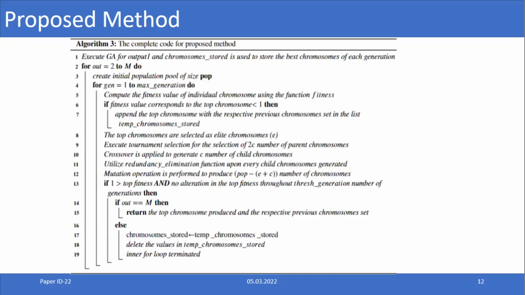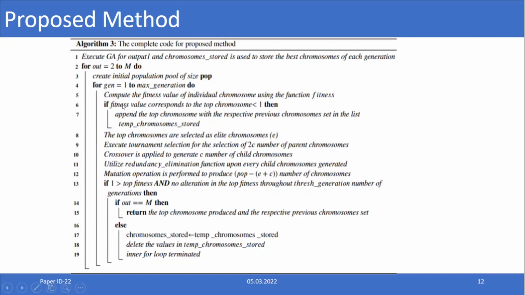And here you can easily find this elite chromosome or top chromosome. The top chromosome actually represents the elite chromosome, the chromosome which has the maximum fitness value. And here, as I have used the elite-based approach, the chromosomes which have the maximum fitness value are forwarded to the next generation without any changes. And this one is the total algorithm combining all these steps.